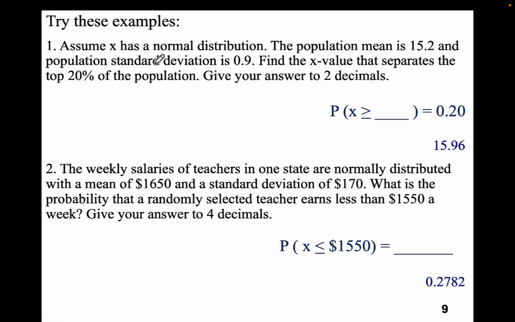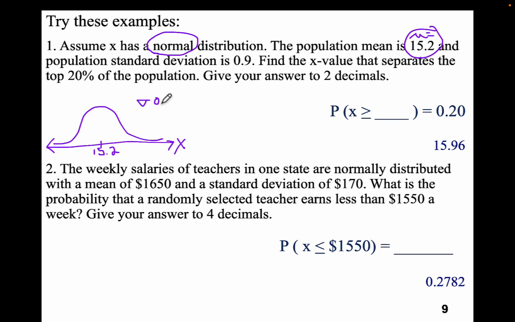Assume that x has a normal distribution. This right here, that word right there, you guys, signals to me to sketch a bell-shaped curve. It says x, so I put that on the axis. Population mean, this right here is mu. That always goes in the middle. Mean, mu, middle, 15.2. Standard deviation, 0.9.